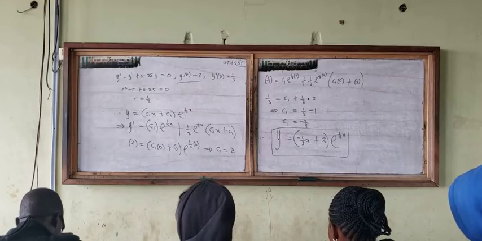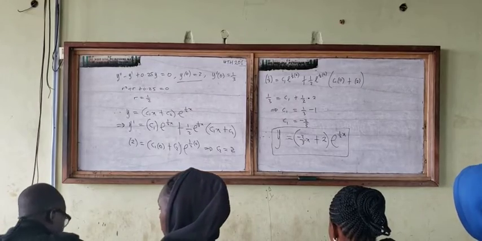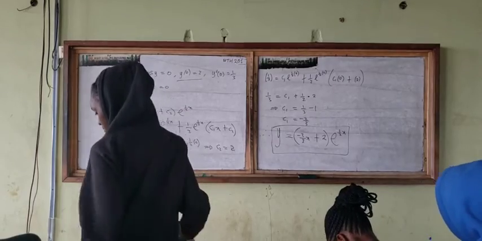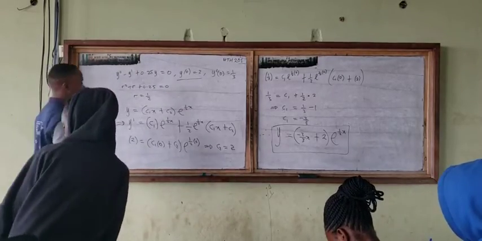So let's solve for number 9, the initial value problem that involves complex roots. So let's solve that.